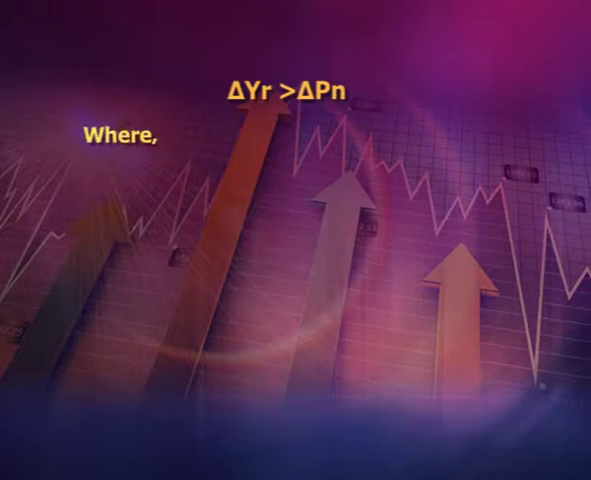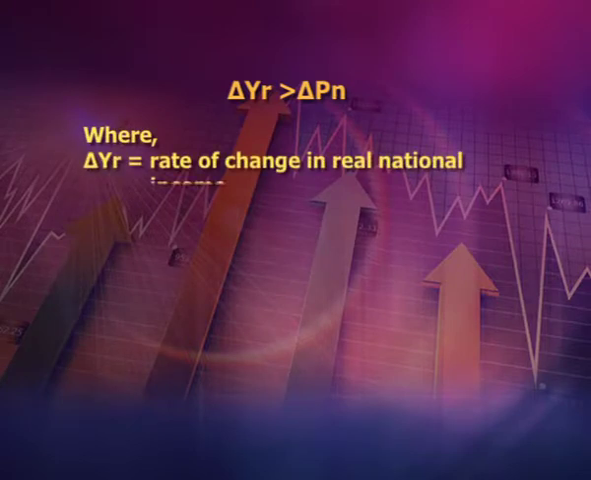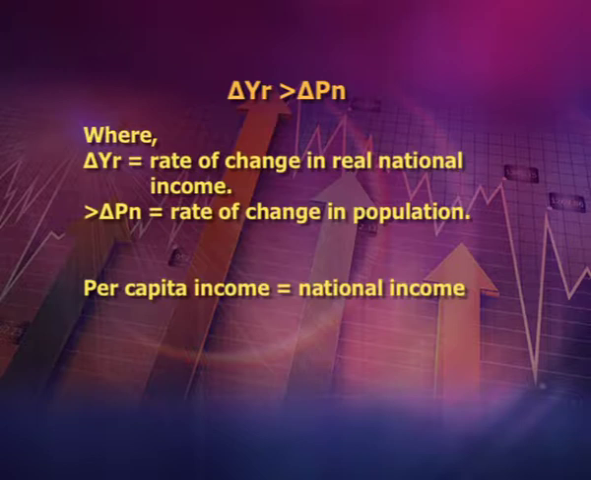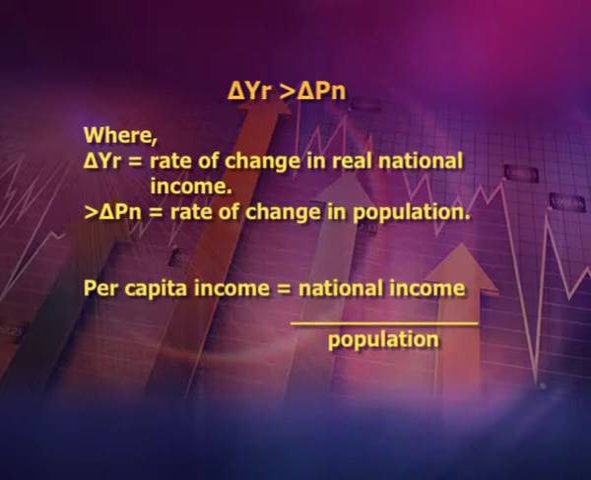Here the symbol delta represents a change. And let us also understand what is per capita income. Per capita income is the total income divided by the population.